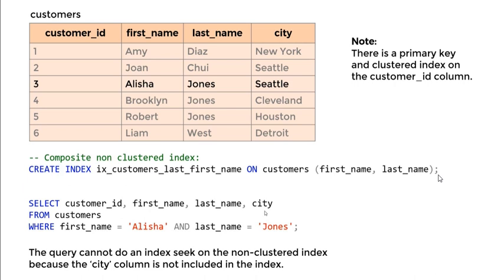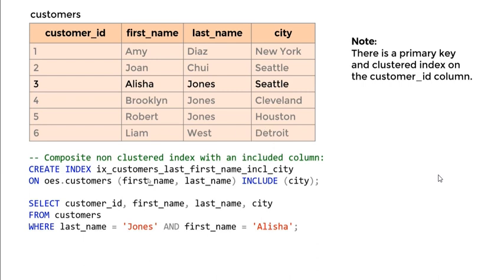So this means that the query cannot do an index seek on the non-clustered index because the city column is not included in the index. In this case, what we can do is change the index to include the city column, but we do so by using the include clause, right? Therefore we can drop this index.